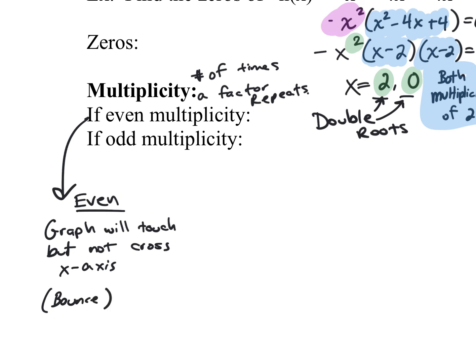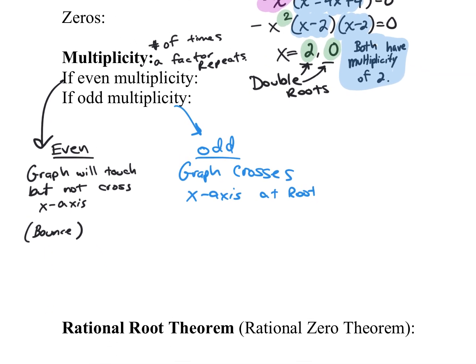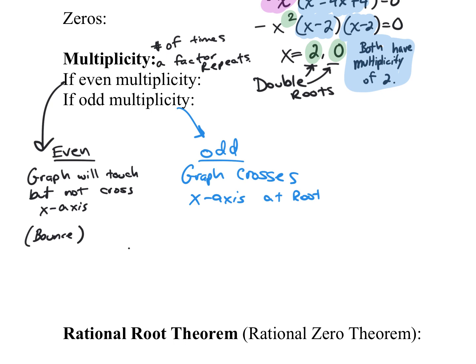If we have an odd multiplicity, the graph will cross at that root. So it crosses the x-axis at the root. If the multiplicity, whether it's even or odd, is higher than 1, the graph will flatten at the root.